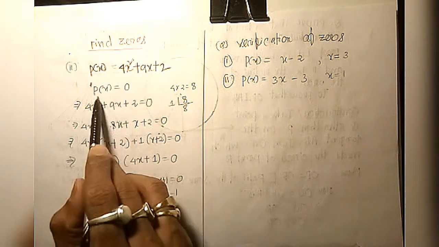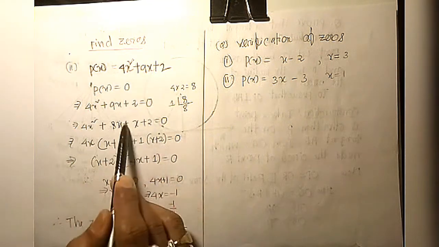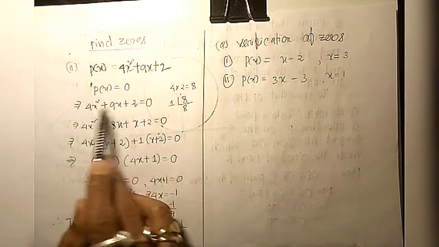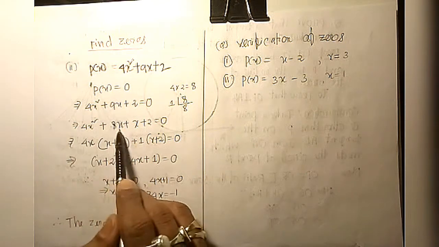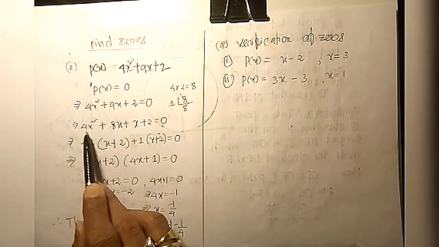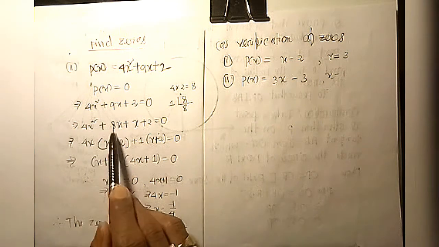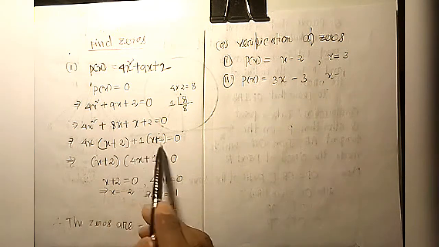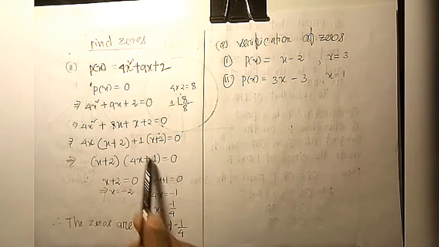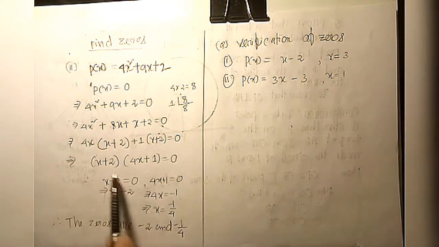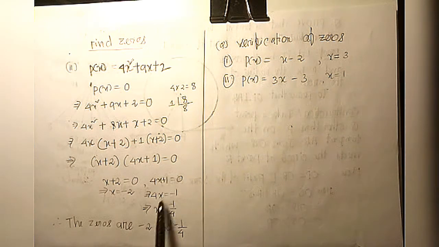So what we have done, repeat the steps again. P(x) equals 0, 4x square plus 9x plus 2 equals 0, split the middle term. So 9x we have to write in terms of 8x and x, 8x plus x equals 9x. So 4x square plus 8x plus x plus 2 equals 0. So taking common 4x, x plus 2 and 1 common, x plus 2. So x plus 2 is the common, remaining is 4x plus 1. So x equals minus 2 and x equals minus 1 by 4. Therefore the zeros are minus 2 and minus 1 by 4.